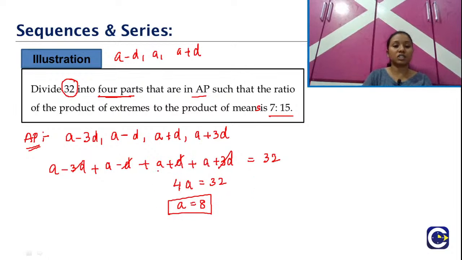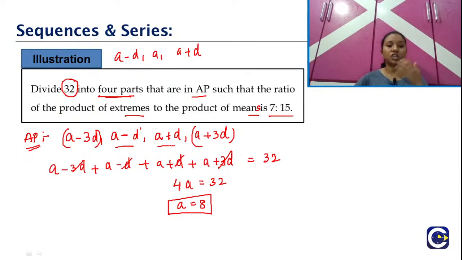So now the other unknown here is D, which we have to determine using the second condition mentioned here. That is the ratio of the product of extremes to the product of means. So the two extremes here are nothing but A minus 3D as well as A plus 3D. Right. So the product of these two extremes to the product of these two means, that means A minus D and A plus D, will be in the ratio 7:15. So apply the second condition and try to determine the D value here. Let me check if anyone has already given the answer.